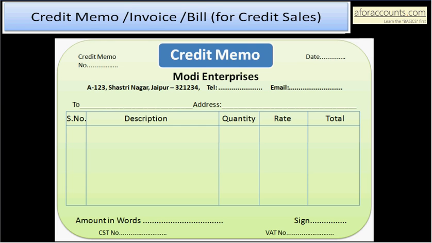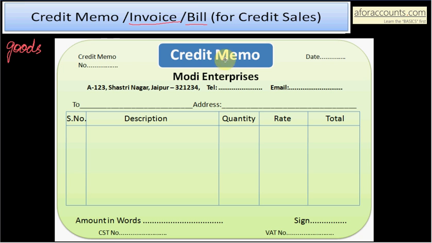Next source document, credit memo, also called invoice or bill. Now, as the name suggests, credit memo is issued in case of credit sale of goods. So, goods are compulsorily involved, and credit sale means the seller is selling right now but is not receiving any money on the spot, or some amount is still outstanding. So, credit memo is issued.